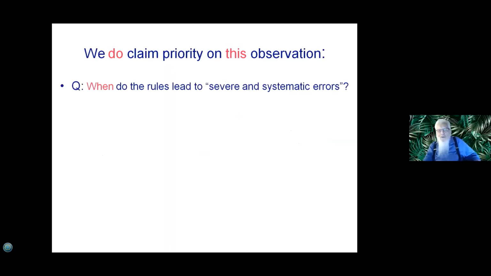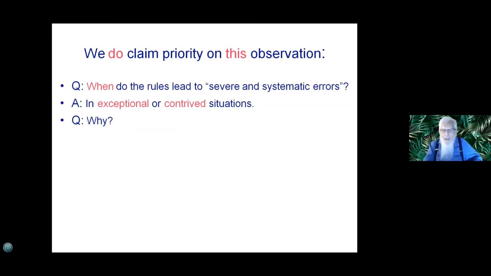Question: when do the rules lead to severe and systematic errors? And the answer is in exceptional or contrived situations. Exceptional situations or contrived situations. In behavioral economics, it's very often contrived situations. Why do they lead to severe and systematic errors in those situations?